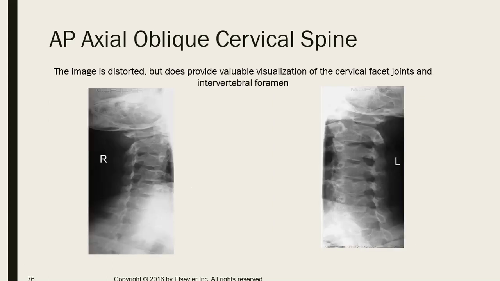Now the image is going to look somewhat distorted, but it does provide valuable visualization of the cervical facet joints and intervertebral foramina, like you can see here in each foramen. But if you compare this to a regular AP axial oblique, it wouldn't look so distorted through here. See how they look kind of elongated? You wouldn't see that on a normal one if you would do it erect or recumbent on the table without the double angle.